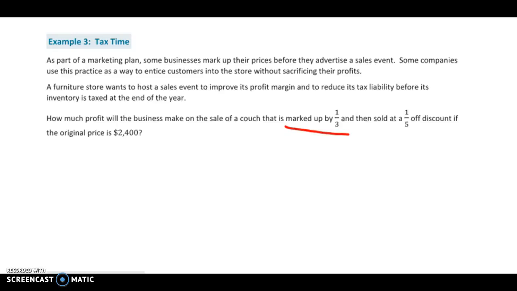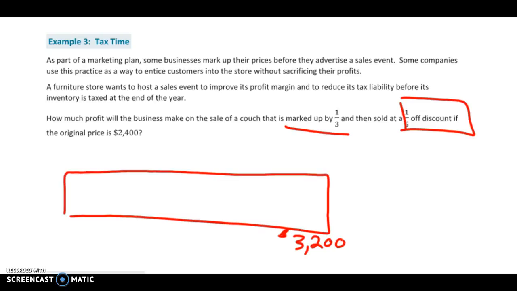But the second thing they do is sell it for a 1/5 off discount. This is how they're going to get the customers to show up. They're going to advertise a discount of 1/5. So now we need a second tape diagram. They've done the markup, and now their second action is to take 1/5 off. So remember, the new price for the couch is $3,200. Our new tape diagram is going to look like this. Right below your first tape diagram, now we have the second part.